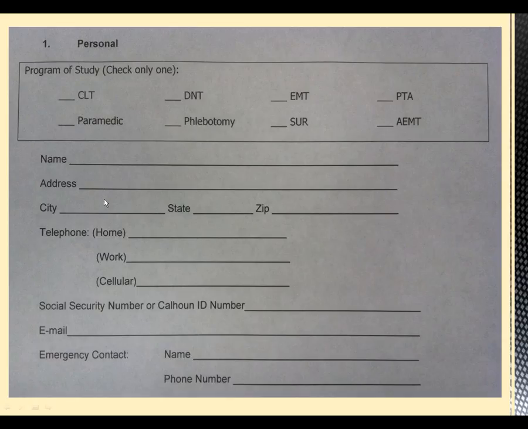And then we get down to personal information there. If you don't have your Calhoun ID number, this should be located on your student ID that you received on admission to the college when you went to Student Services, or you can locate that on your schedule or the banner ID that you used to log in to complete your schedule.